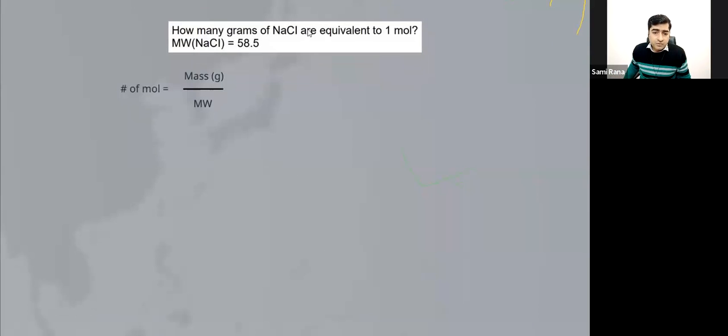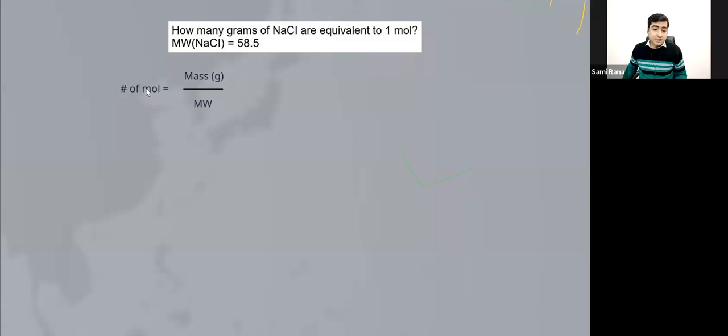So what's going to happen? How many grams of NaCl are equivalent to 1 mole? I am going to hit 2 marks with one arrow in this question. I will share with you two concepts in the same question. We have a formula that we have read on the last screen: number of moles equals mass in gram divided by molecular weight.